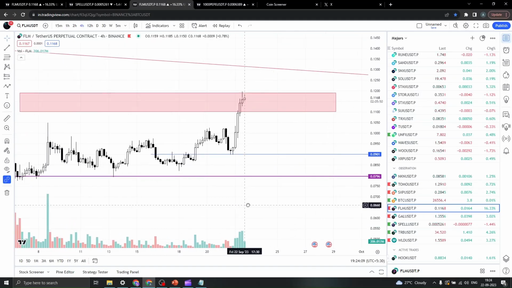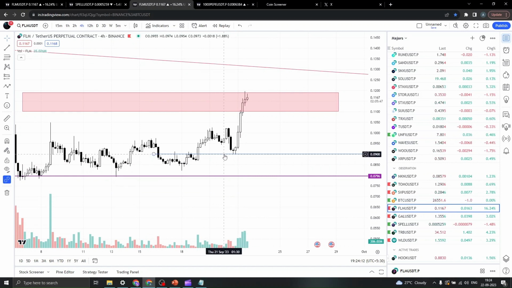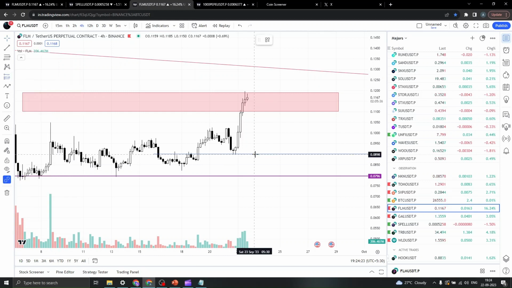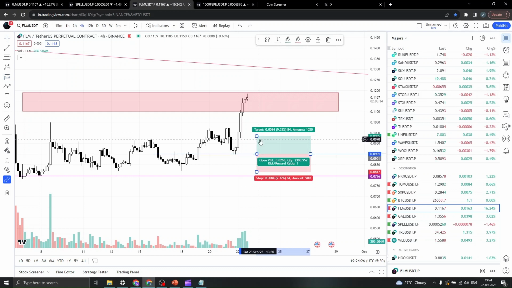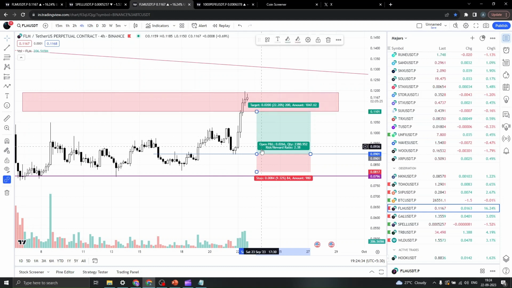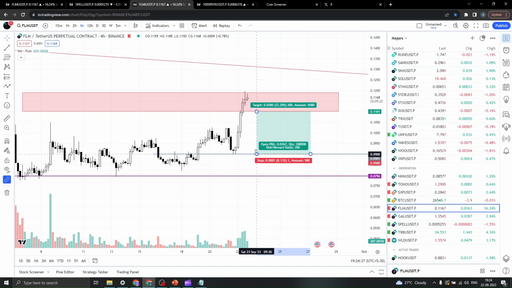So this is a long trade which I took earlier today of FLM at this particular point. Now let's calculate our position size and risk to reward ratio for this trade. So I wanted to take a long here and I wanted to take my profit at 0.11, and my stop loss was below this, somewhere around here. As we can see, this was a very high risk to reward ratio trade, 5.88 RR.